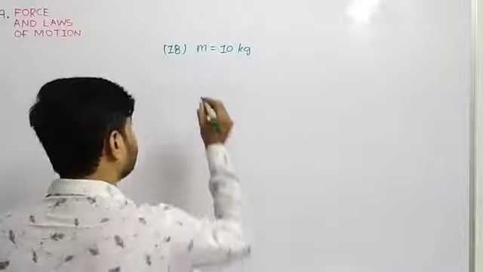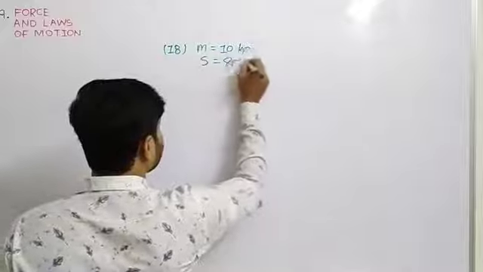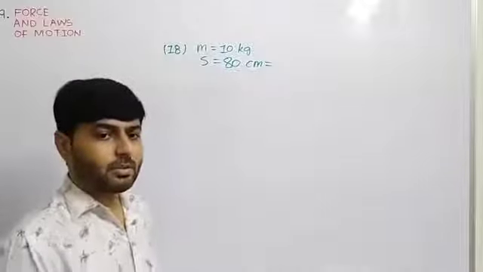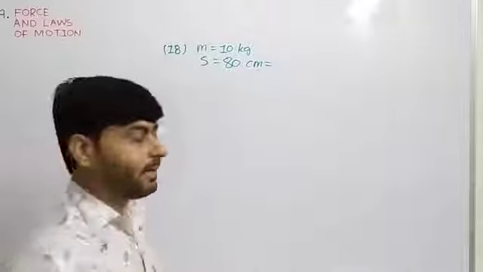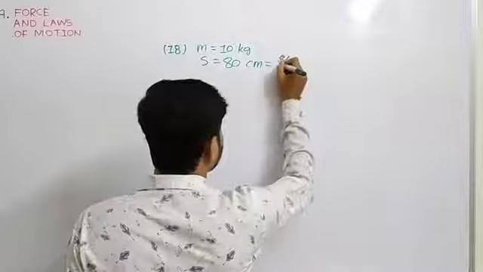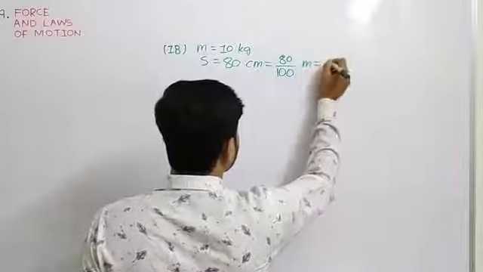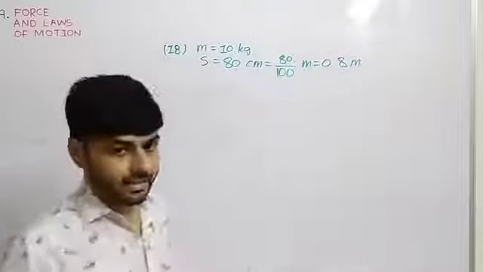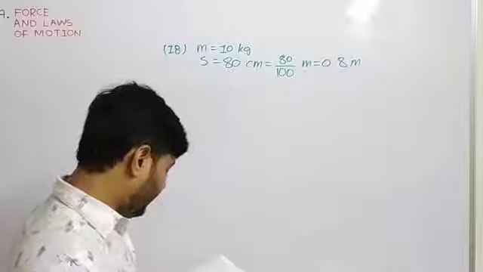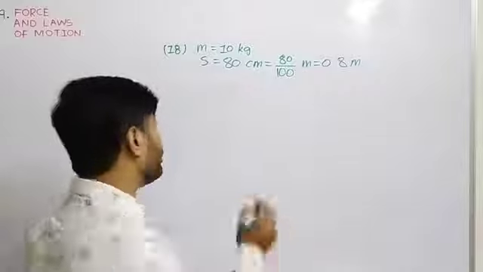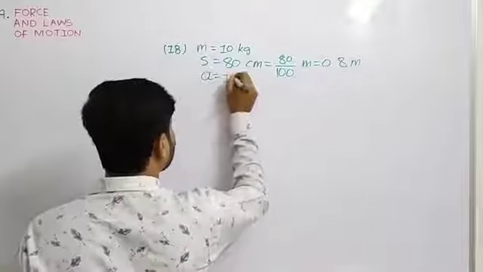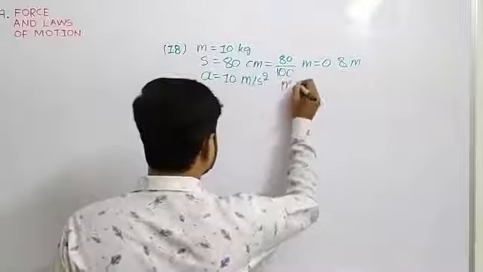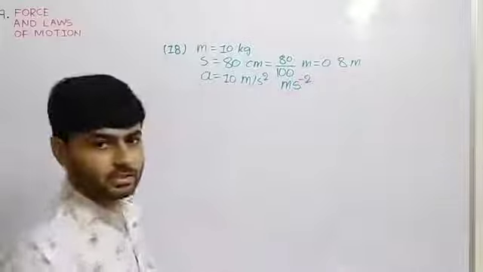Height of the dumbbell, that is s, is equal to 80 centimeter. Let's convert this centimeter into meter, because we have to put data in SI unit. So 80 divided by 100 meter, so I have 0.8 meter. I hope you understood how 80 divided by 100 came. And the downward acceleration is 10 meter per second square, so I will write a is equal to 10 meter per second square, or you can write it as meter second raised to minus 2.